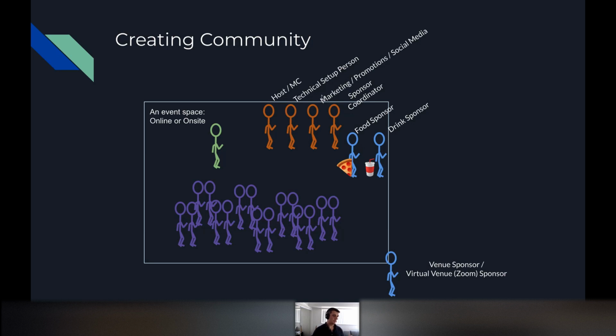Also in physical and even virtual spaces, you do need a person doing that technical setup and making sure that the presenter can just walk up to their laptop, plug in, screen share, and all their slides work at the right resolution or whatever. Do they have internet access? Making sure that technically everything's going to be fine.